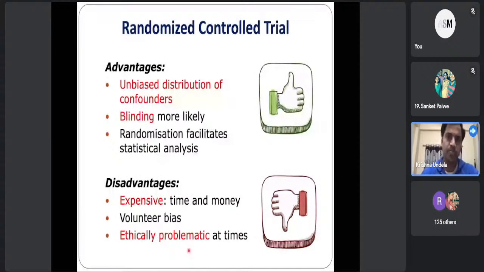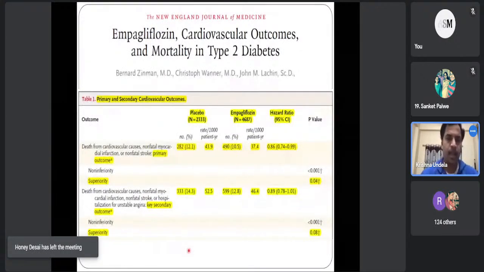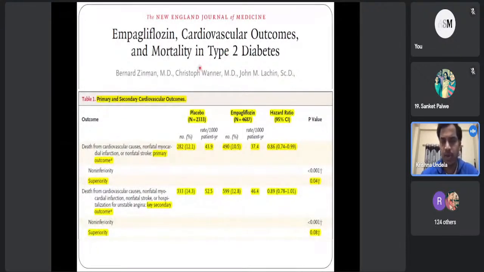So now we are coming to this particular article, which was published in the New England Journal of Medicine, I think somewhere around 2015. Here, the same as what we discussed: empagliflozin, cardiovascular outcomes and mortality in type 2 diabetes mellitus. Okay, that's the title of the study. And the primary outcome we're expecting here is the same as what we discussed: death from cardiovascular causes, non-fatal myocardial infarction, or non-fatal stroke.